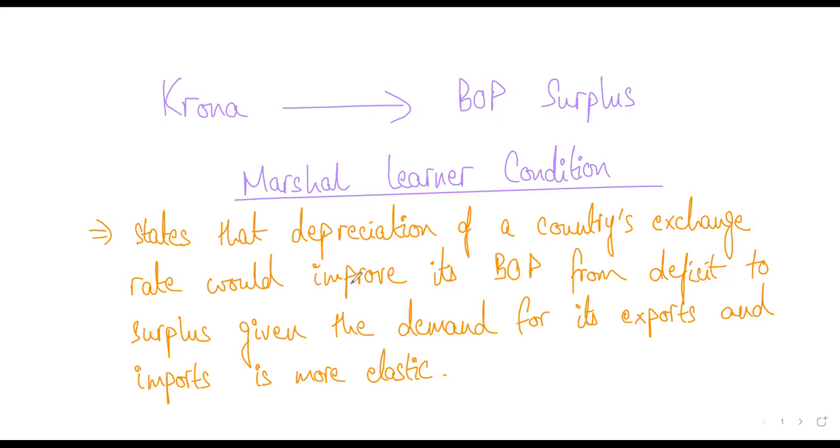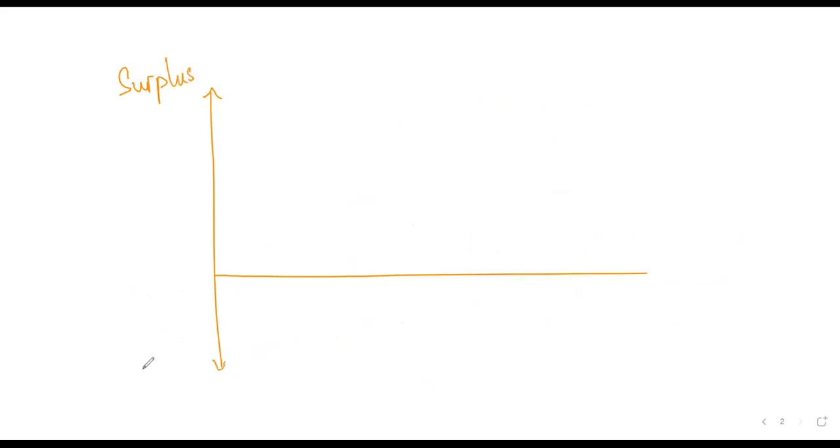Let's come back. So the question is saying over here that the Marshall-Lerner condition states that depreciation of a country's exchange rate would improve its balance of payments from deficit to surplus given the demand for its exports and imports is more elastic, right? Now students, have a look at this. Do you remember we looked at the graph which is known as the J curve? Right, so the J curve is a graph that explains the Marshall-Lerner condition.